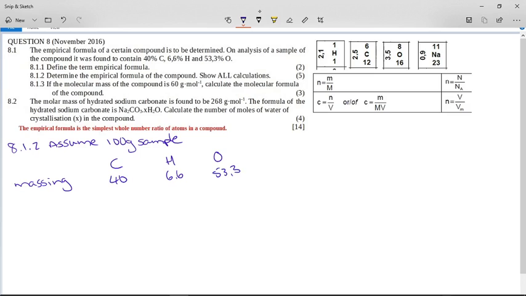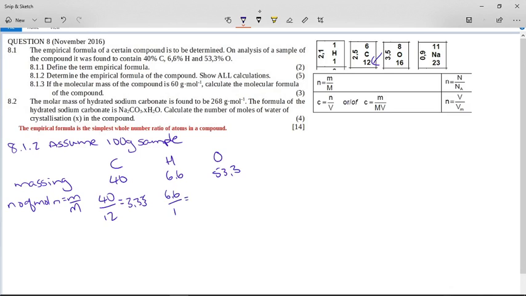So the mass is helpful, but what is more helpful in every chemistry calculation is the number of moles. If we want the number of moles of all of these atoms, we can use the formula n equals m over M, the mass over the molar mass. For carbon, it's going to be 40 over 12, since carbon weighs 12 on the periodic table. So this gives you 3.3333 recurring.